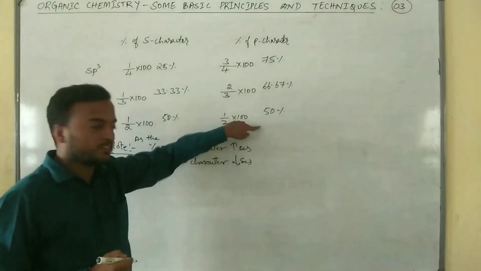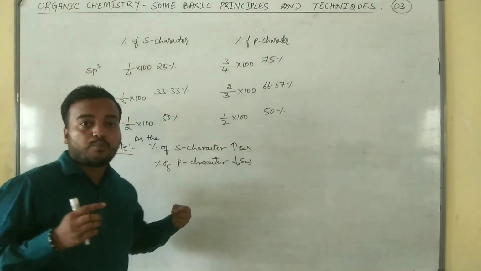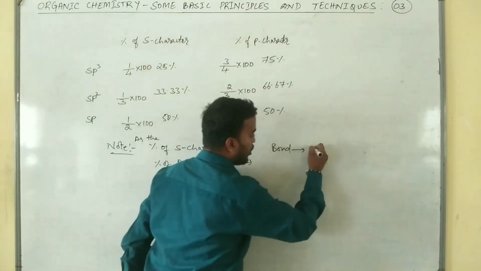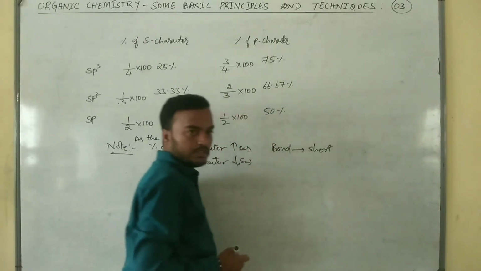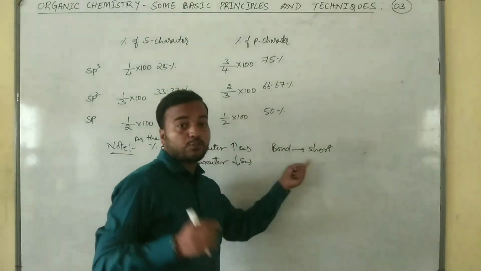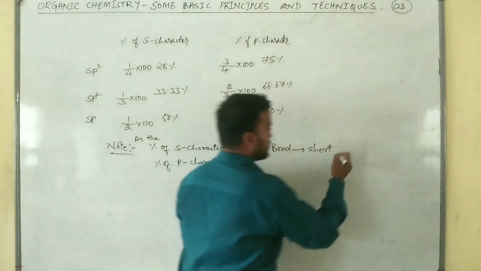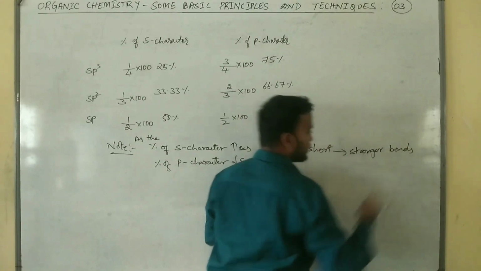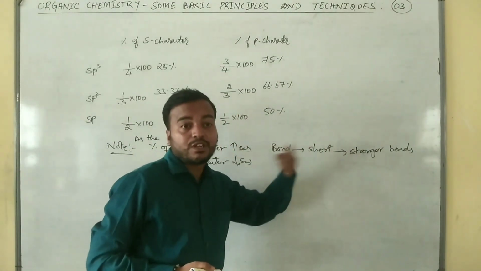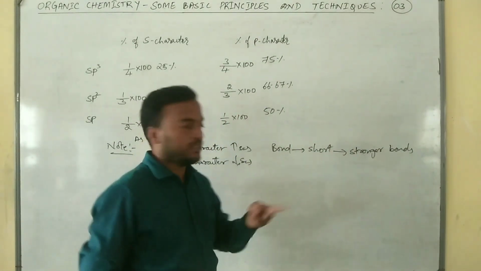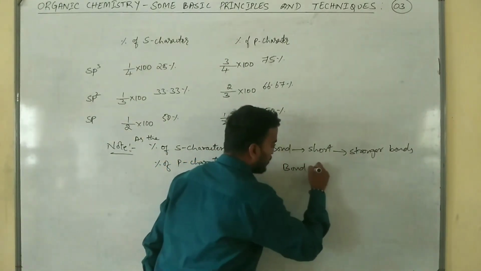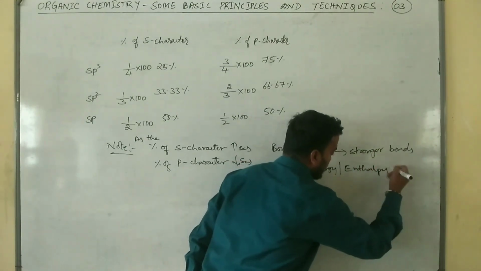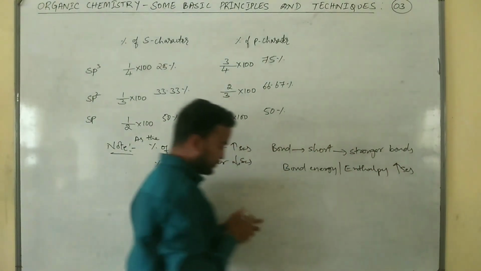When the percentage of P character decreases, the bond length will become short. Shorter bonds are going to be the stronger bonds. So stronger bonds obviously require a lot of energy to break the bond, and hence bond energy, also known as bond enthalpy, increases.